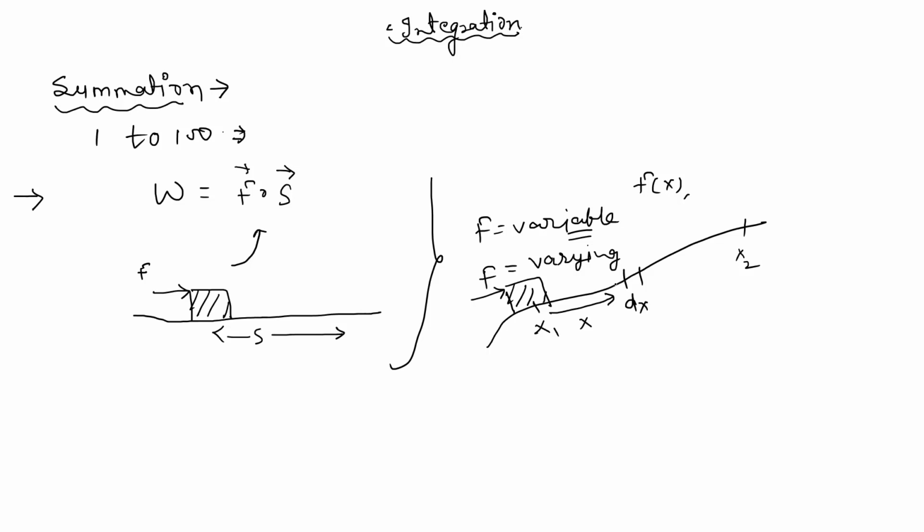We can say that the force is a constant. We can write the small work done due to the small displacement is dW, and this is F dot dx. Now we add all the smallest work done. We have to add all the smallest work done over the path starting from x1 to x2. And now the concept of integration comes into the picture.